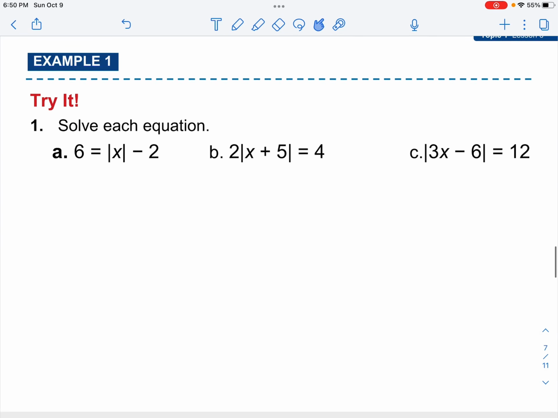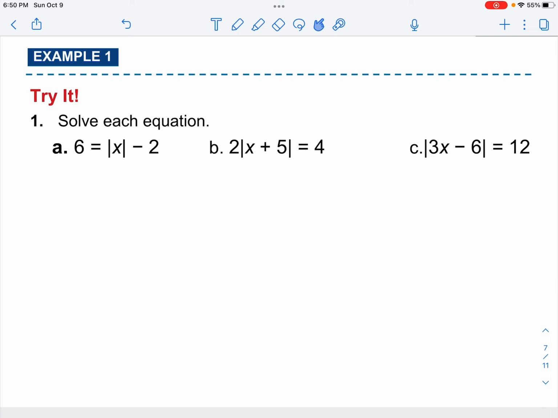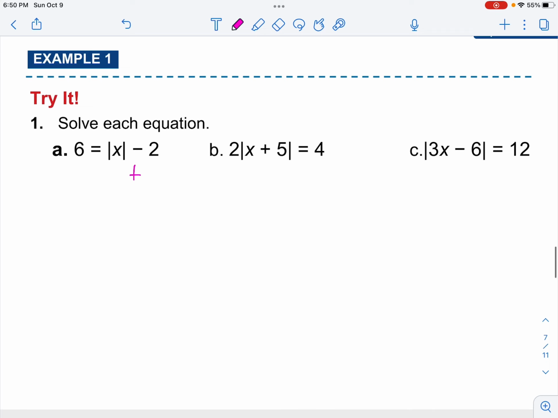Go ahead and pause the video and see if you can do these 3 on your own, and then unpause to check your solution. All right, so the first question, I'm going to add 2 to both sides of the equation. I end up with 8 is equal to the absolute value of x, and then I'll go ahead and set up my 2 different solutions. So I have one solution at x equal to positive 8, or another solution at x equal to negative 8.